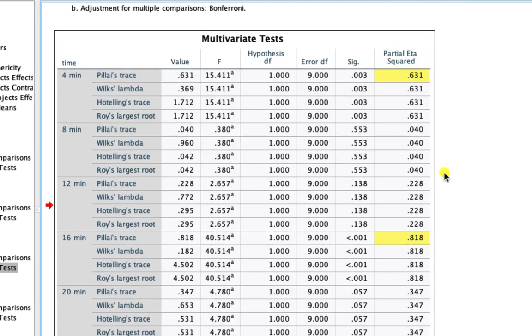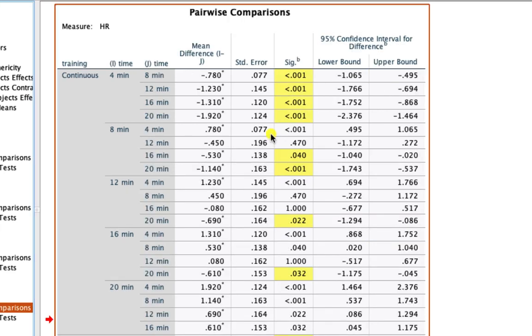Okay. So again, the interpretation of the effect size is that it's a large effect size for the differences between the training programs within the time point that is listed in the multivariate test. For the other interaction effect we looked at, we had comparisons of time points within each training program.